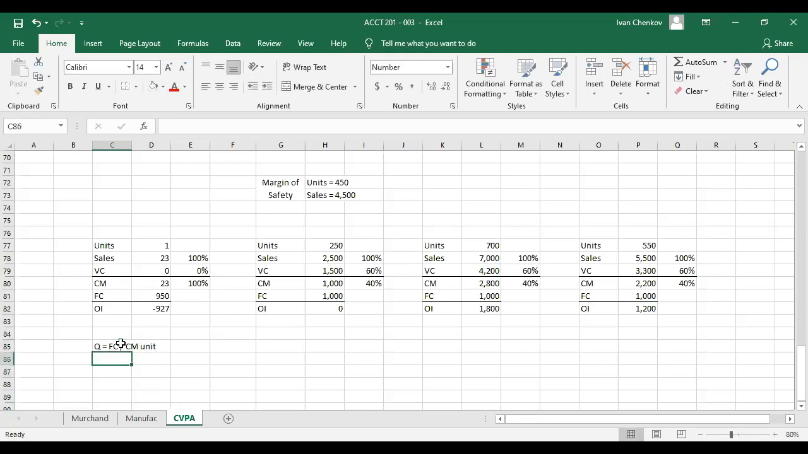So what's your fixed cost? My fixed cost is 950, divided by 23. So how many hours do you need to work in order to break even, to cover your rent expense, in other words? 41.3 hours. Okay, let's see if that's true. 41.3.